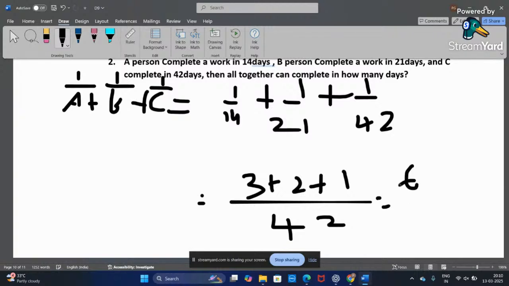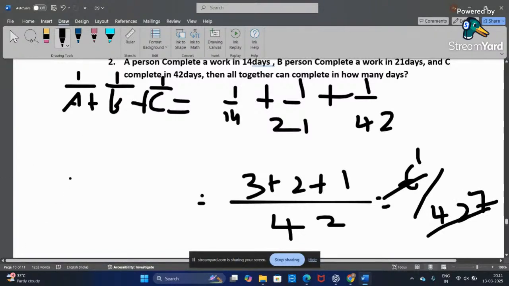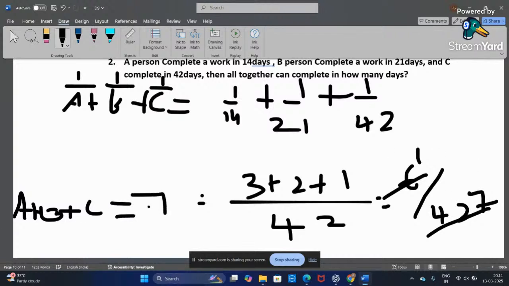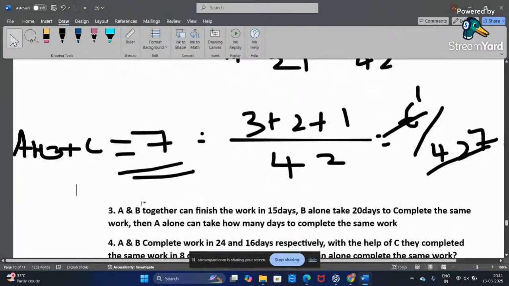So this answer will be 6 by 42. So 6 1s are 6, 6 7s are 42. We have the answer in the form of 1 by 7, but we need the answer as A plus B plus C. So what we have to do, we have to reverse this so that it is 7. If A, B and C work together, then they can complete the same work in 7 days. This is how we need to answer.